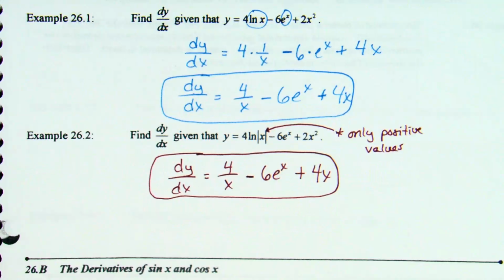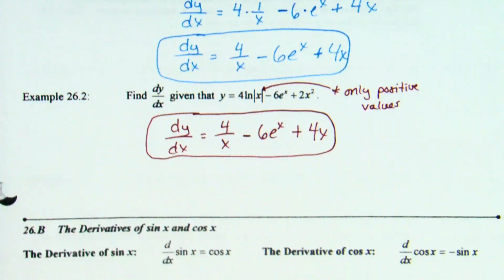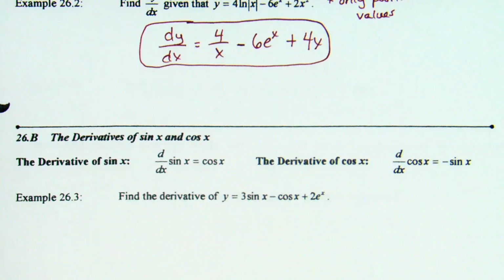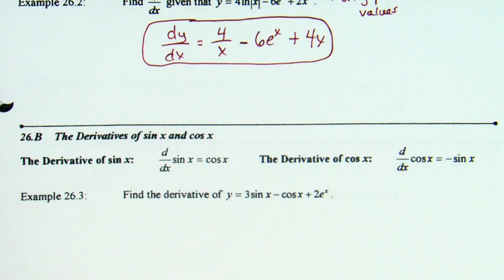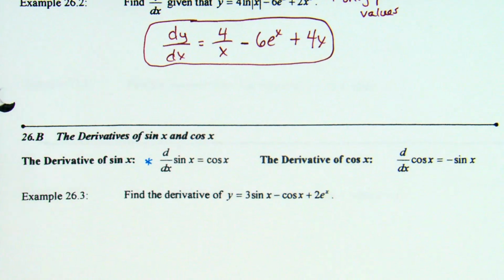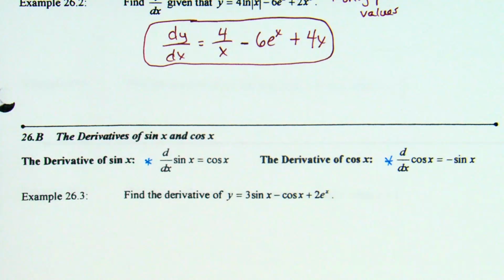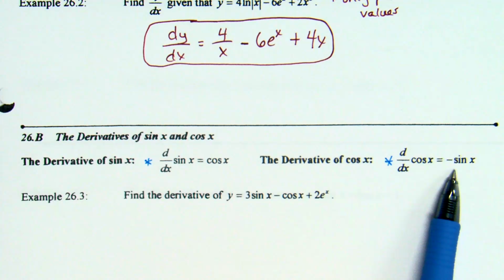Okay, to move on? So the derivative of e to the x is e to the x. The derivative of natural log of x is 1 over x. Okay, we've got 2 others to learn. The derivative of sine x is cosine x. And the derivative of cosine x is negative sine x. So they're almost each other's derivatives, except when you take the derivative of cosine, it is negative sine.